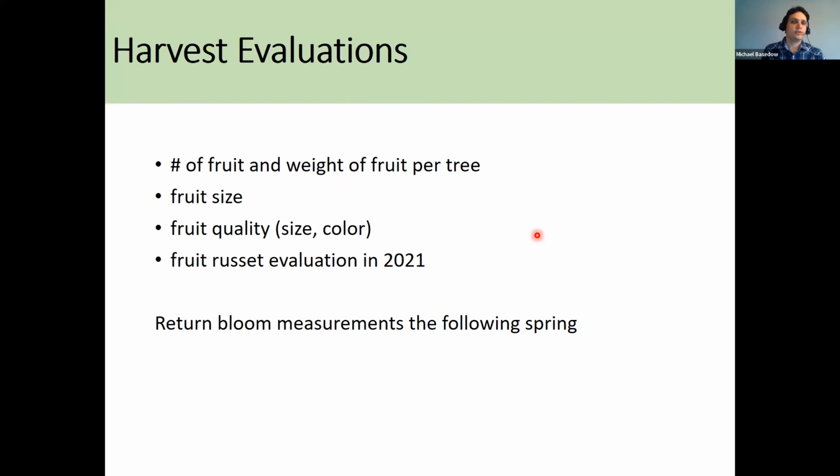And then we also did return bloom measurements the following spring. Of course, we don't have the 2021 return bloom yet. We'll be getting that in a few weeks.